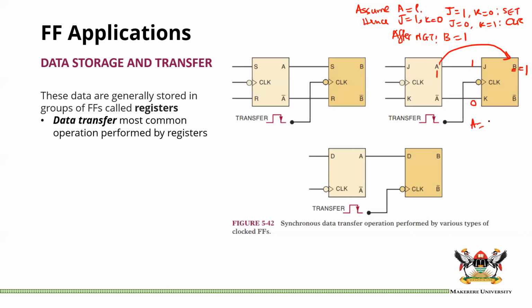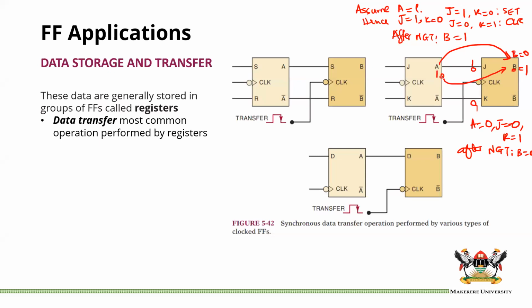If A was a 0, that means J is a 0, making K a 1. And so after NGT, if you had a 0 here, obviously you have a 1 here. Now this is going to reset by making B equal to 0. And so after NGT, B becomes 0. And this is similar to you moving that 0 and storing it in the next flip-flop.